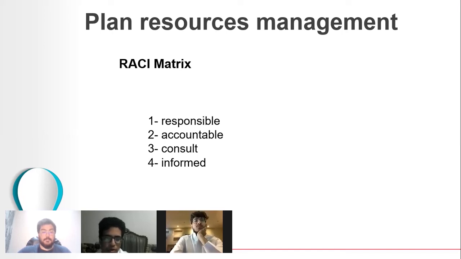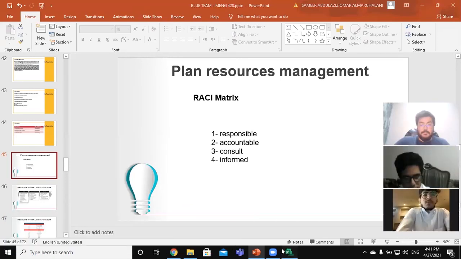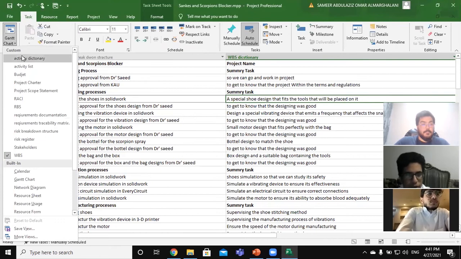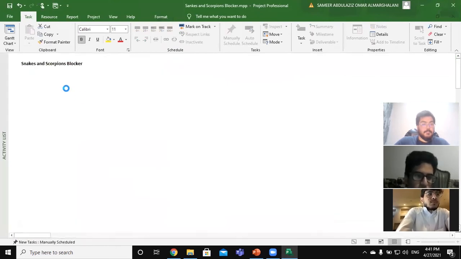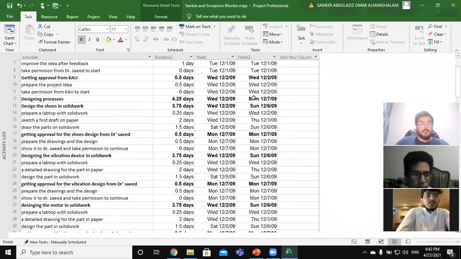Let's go to MS Project. Activity list. Yes. This is all the activities with the duration, start and finish. We have, I believe, more than 100 activities for every task. My colleague Sameer has put them in. We have activities that help us to reach this task.